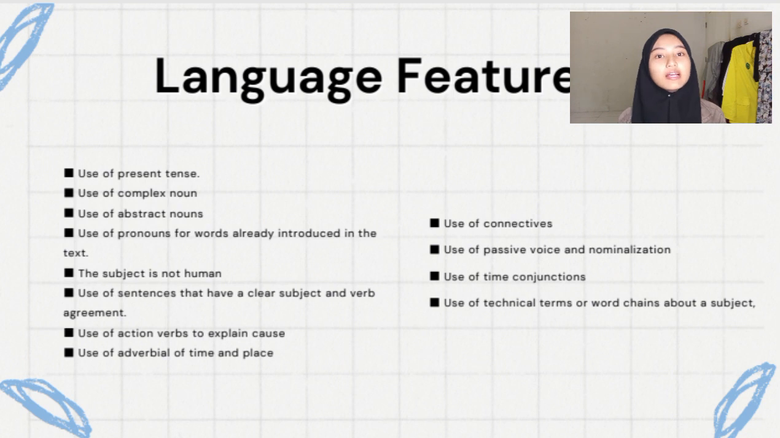For example, she finished her work before dinner. And then 12 is use of technical terms, words or word chains about the subject, using specialized vocabulary related to the specific field. For example, the photosynthesis process is essential for plants.